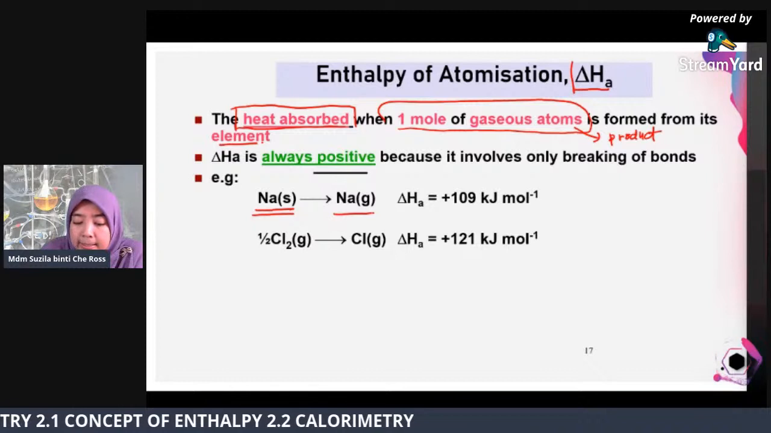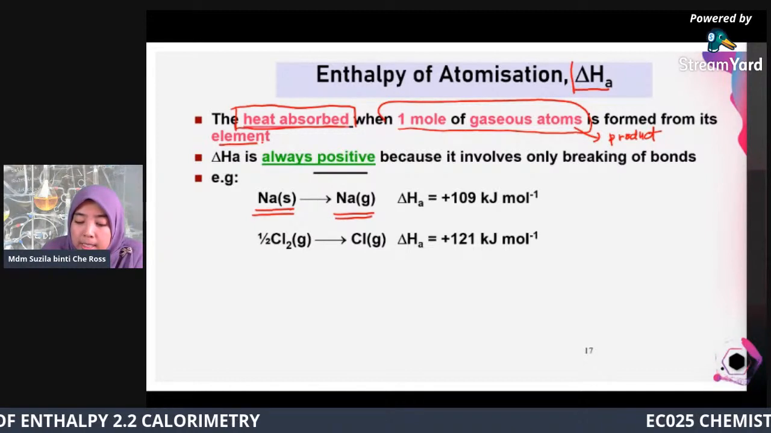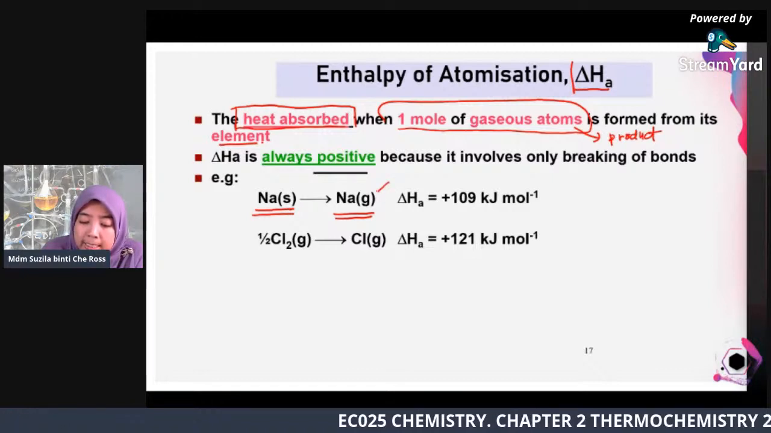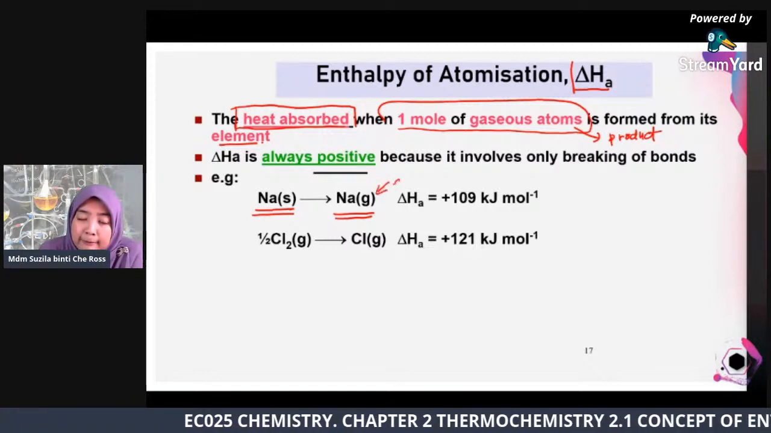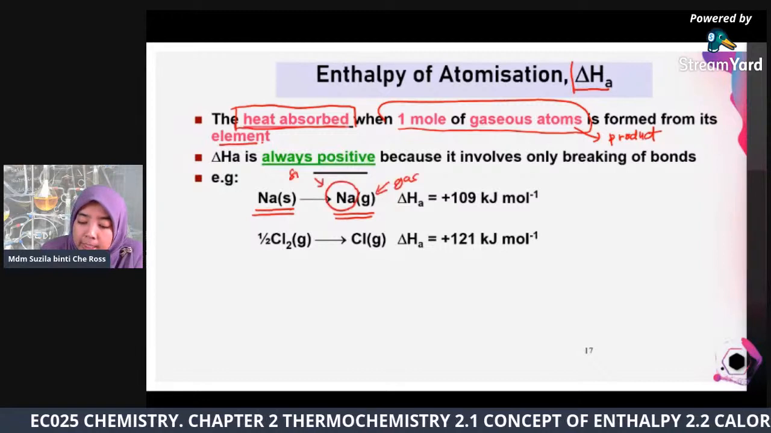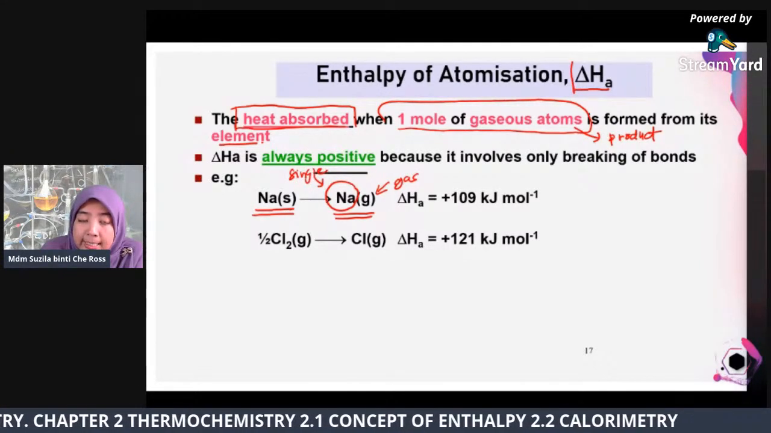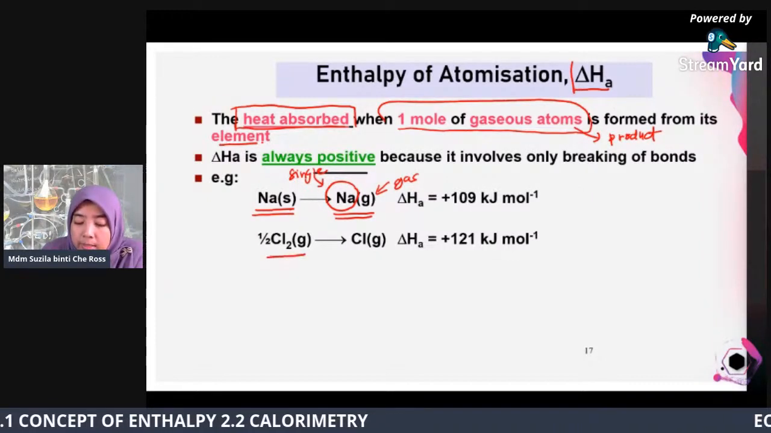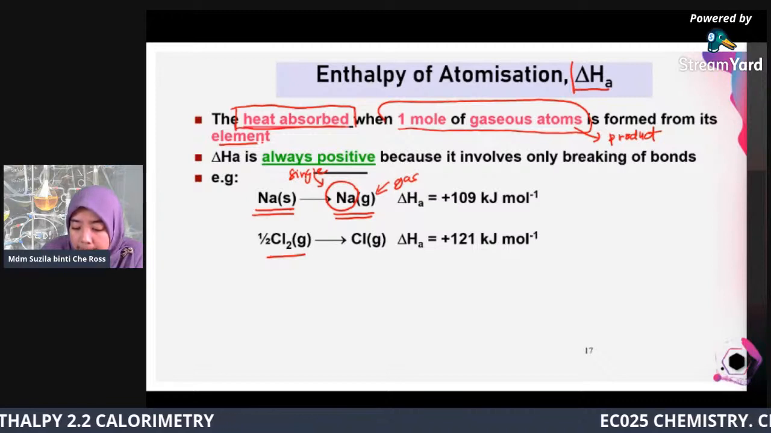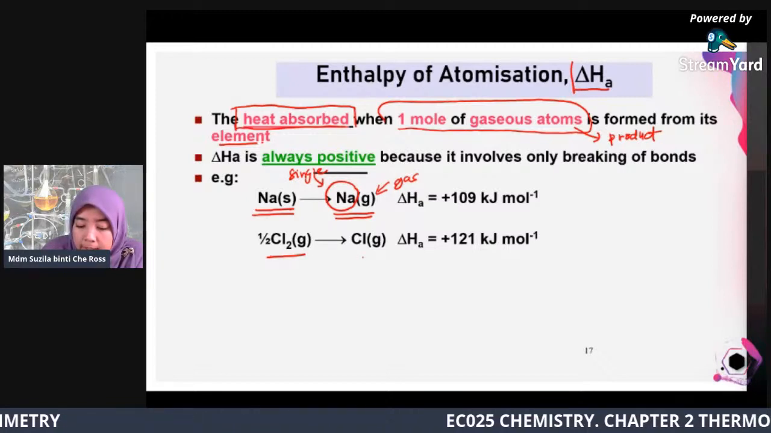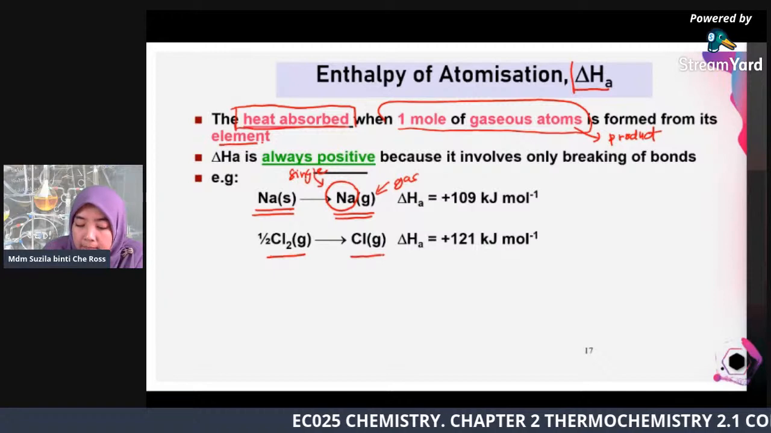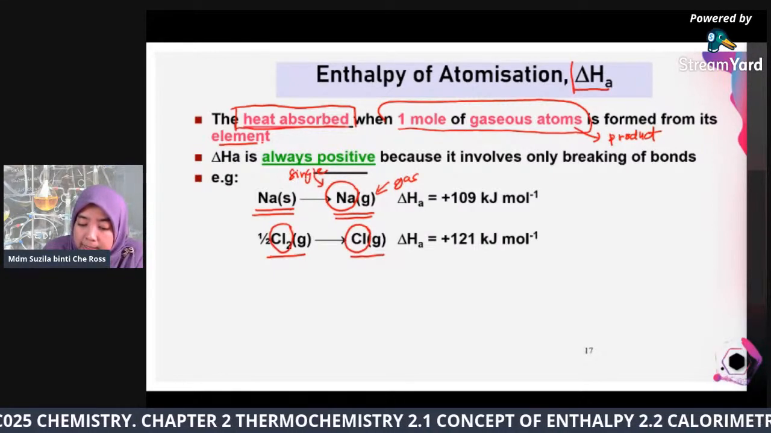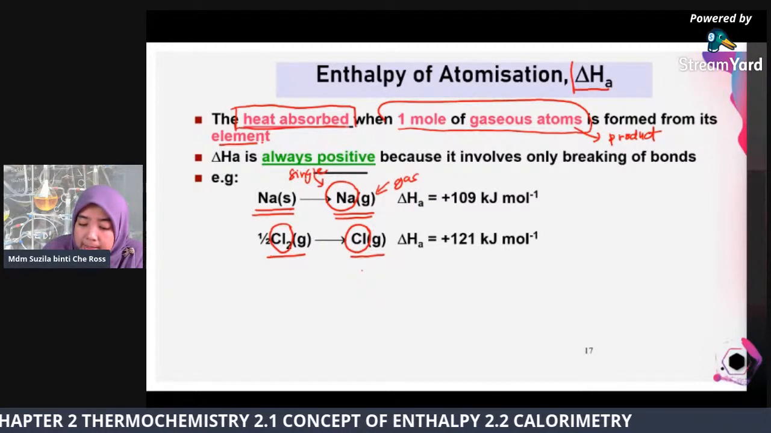Gaseous atom means in the gas phase, and atom means here it is in a single state. Same goes for chlorine. Chlorine's stable state is Cl2 gas, but when we atomize chlorine gas, we will get chlorine atom. Yeah, can you see the difference? Cl2 becomes Cl gas. So that means in gaseous atom.